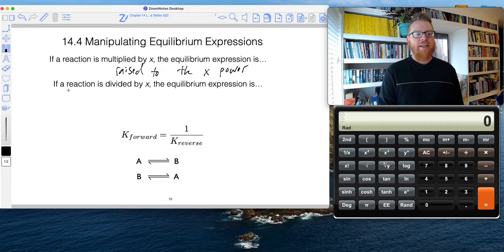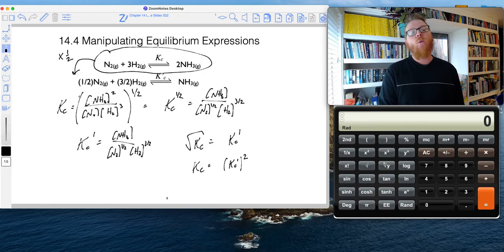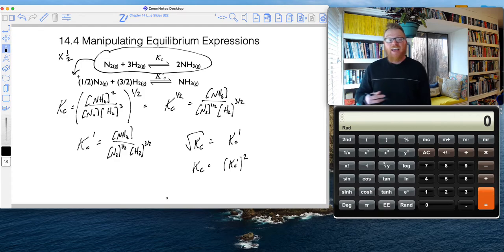Similarly, if a reaction is divided by X, the equilibrium expression is raised to the 1/X power. So another way we could think of this reaction is if instead of saying that we multiplied it by 1/2, we could say that we divided it by 2, right?